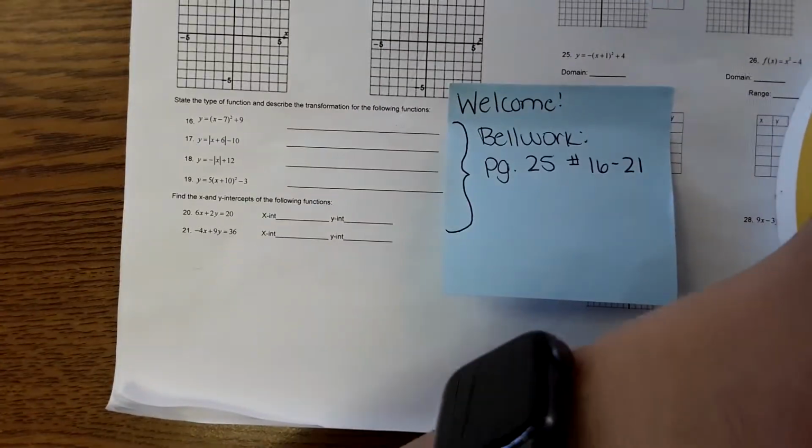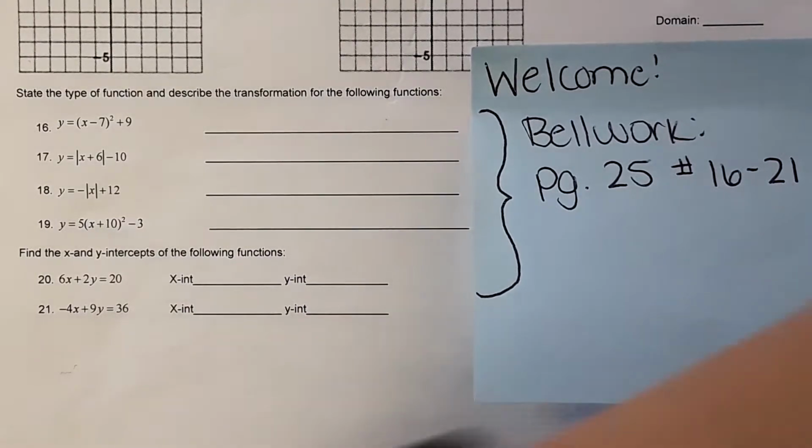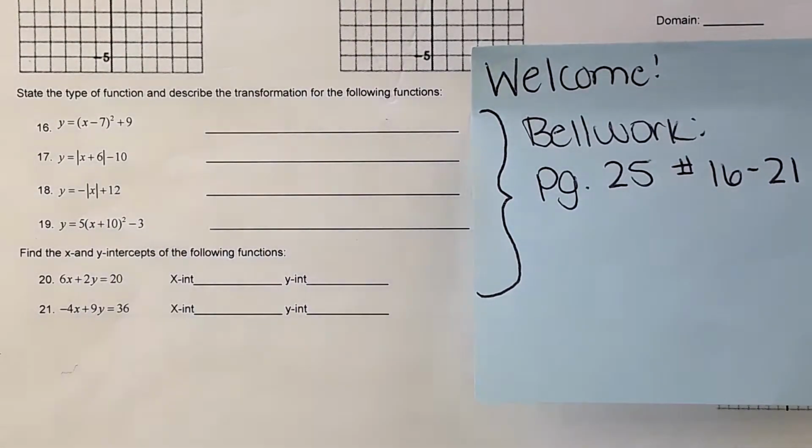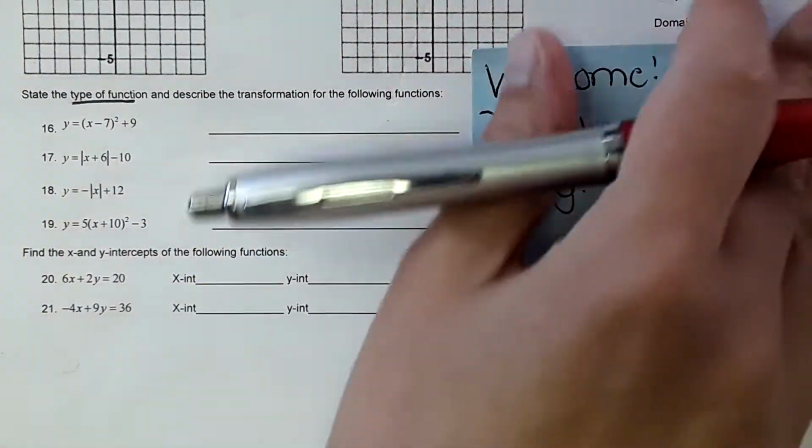Okay, I'm zooming in here. I'm going to start going over 16, 17, 18, 19. Those are pretty simple questions. That's why I assigned them for bell work. It says state the type of function and then describe the transformation for the following functions.